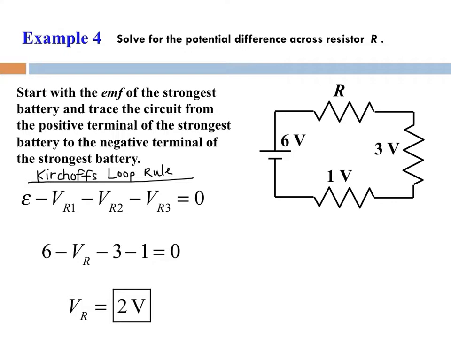So we're starting on our strongest battery, in this case only 6 volts, so that's our EMF. And as we go through my circuit, I'm going to lose some potential, or have a potential drop. So across my first resistor, I have a negative VR1. Across my second resistor, I have a negative VR2. And across my third resistor, I have a negative VR3. So again, they have to add up to 0. That means the potential across the first resistor must be 2.